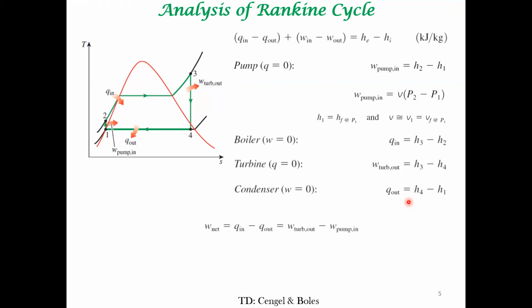So putting all these things together, work output minus work input is the net work which you get from the system, that is equal to the net heat interaction of the system. From this, we can write the efficiency of the Rankine cycle in the following manner, right? This is the expression. So this kind of analysis we have done in many instances.